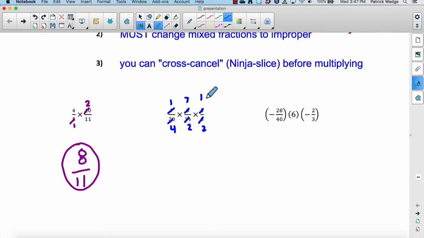1 times 3 times 1. That's 3. 4 times 2 times 2. Well, 4 times 2 is 8. Times another 2 is 16. And that is in lowest terms because I did such a good job ninja slicing.